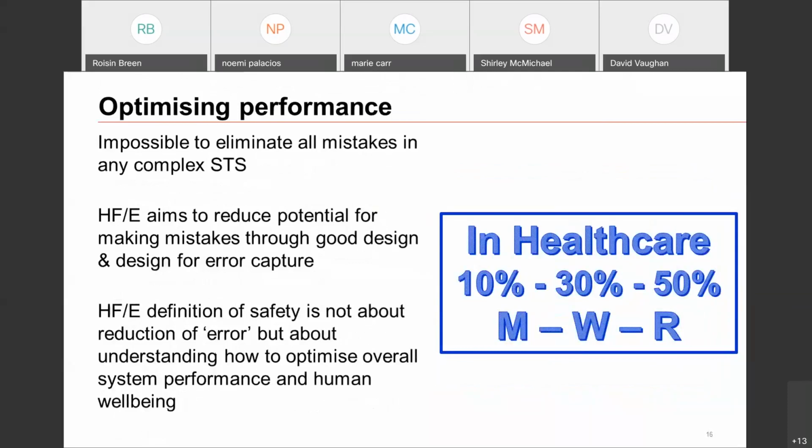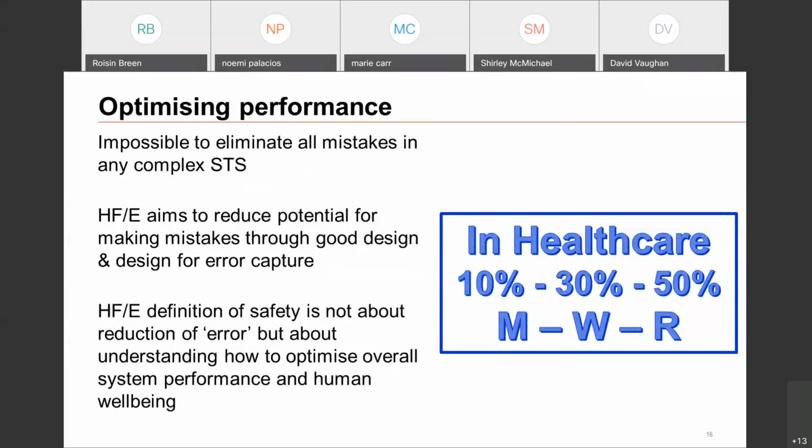So these are the next words in the definition. And I suppose when you go back to that model of an organizational system, it's impossible to eliminate all mistakes in any complex socio-technical system. So what we're trying to do through human factors and ergonomics is reduce the potential for making mistakes in the first place, and if we do make them, try to capture them before they become errors. So the human factors definition of safety isn't about zero error or reducing error, but about trying to understand human performance and human well-being. It's trying to optimize that.